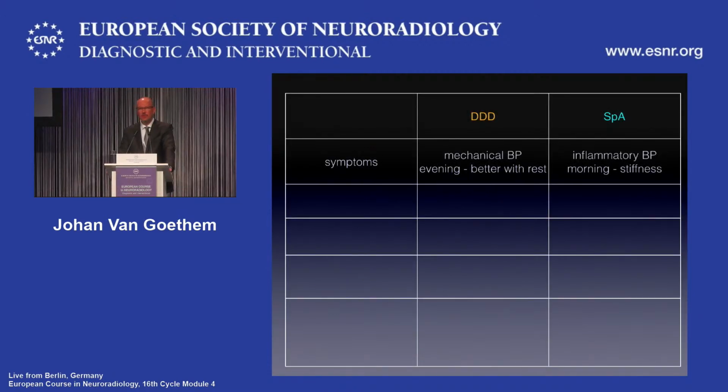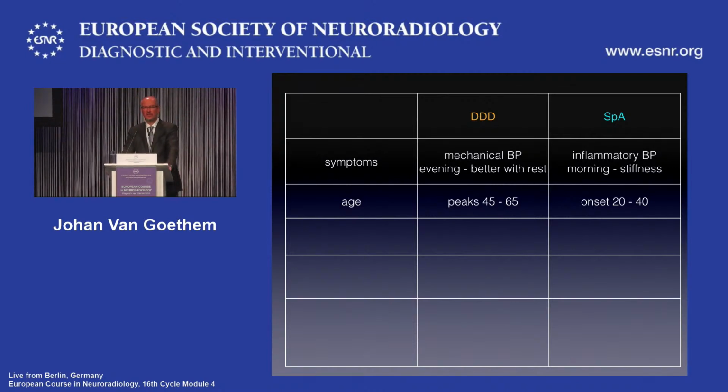So put it in the table, the degenerative disc disease in the middle, the SPA at the right. The symptoms are different. It's inflammatory in SPA, it's mainly in the morning. It's mechanical low back pain in degenerative disc disease. Mechanical means it gets worse after using your spine, so it's worse in the evening. SPA is worse in the morning.